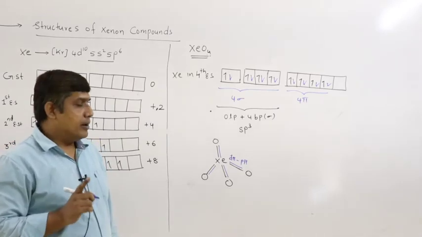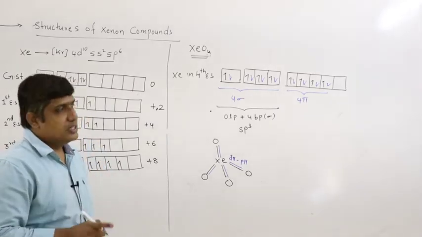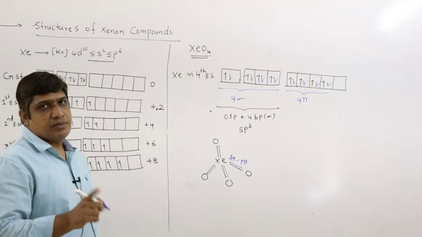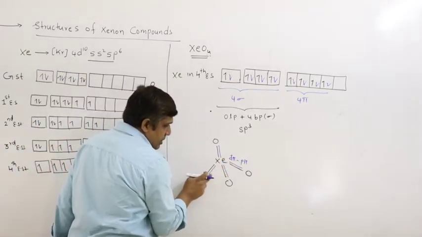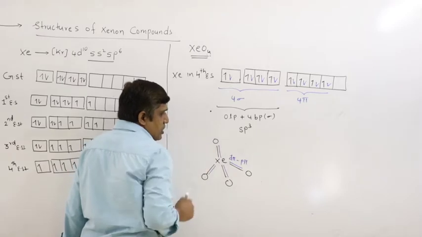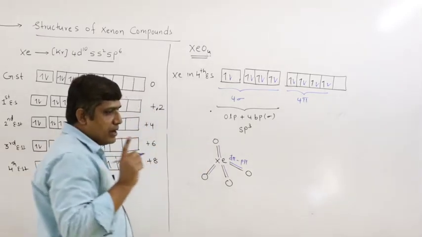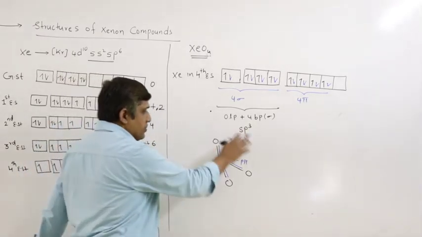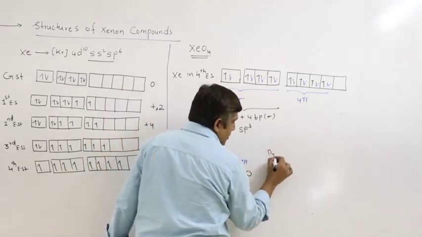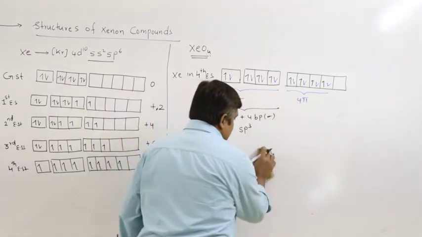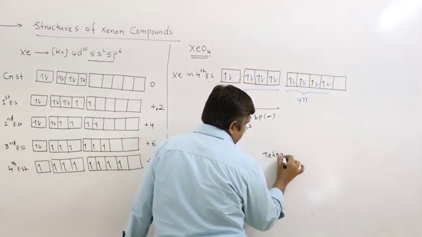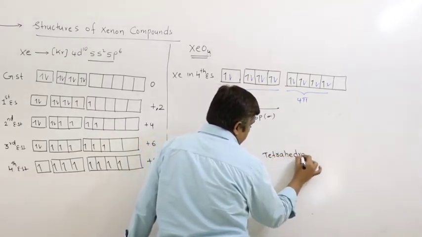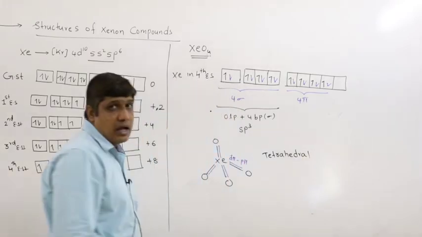Xenon uses d orbital, oxygen only uses p orbital. So dπ-pπ, dπ-pπ, dπ-pπ, dπ-pπ. So you have 4 dπ-pπ bonds. Coming to the shape, the shape is tetrahedral.